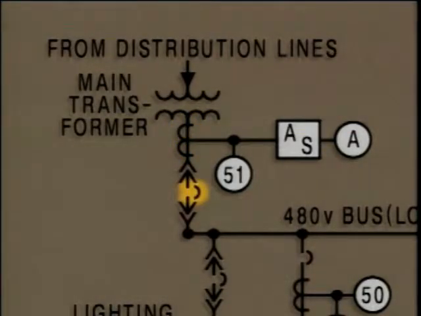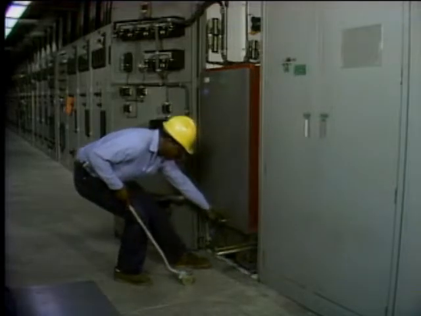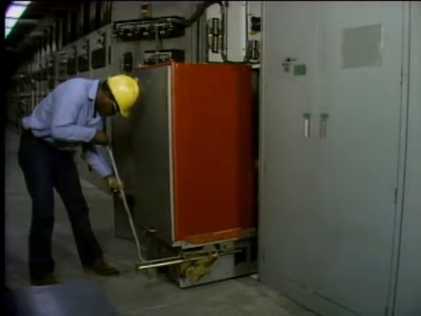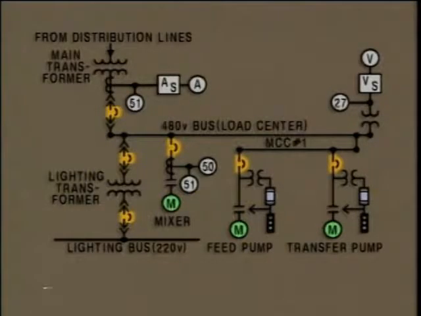This is the symbol for a circuit breaker. It is closed to energize the system supplied by the main transformer and opened to isolate the system. The symbols shaped like chevrons indicate the circuit breaker can be physically pulled out of the system to isolate the circuit, as you see the technician doing here. There are 6 circuit breakers shown on this diagram.